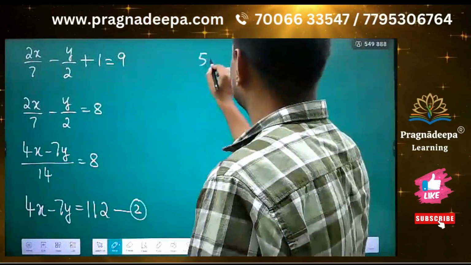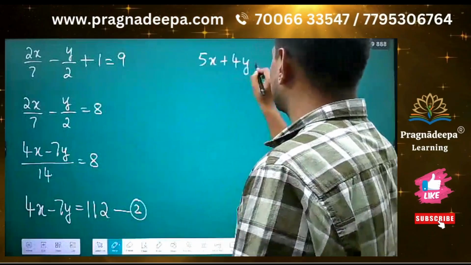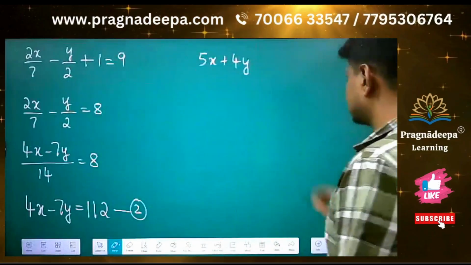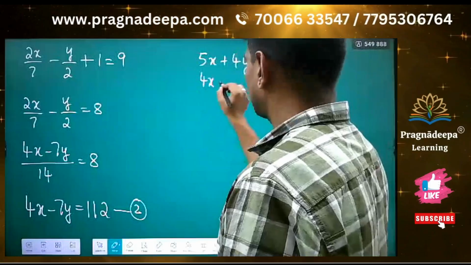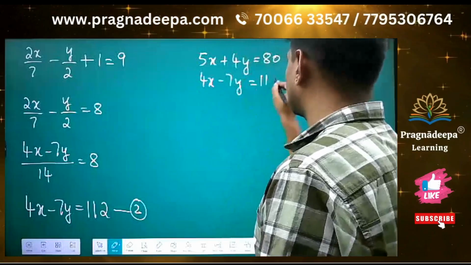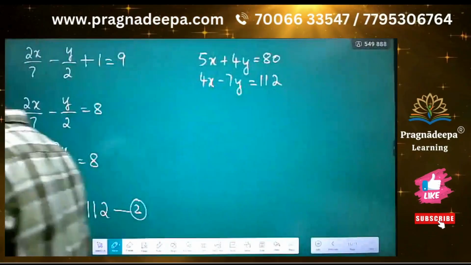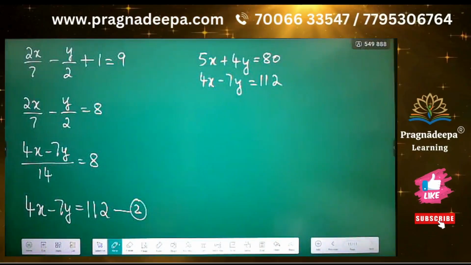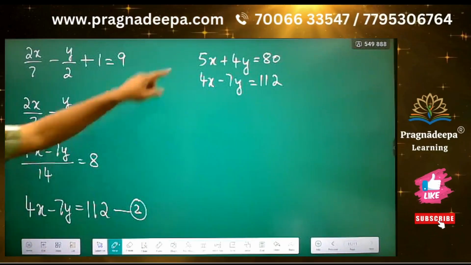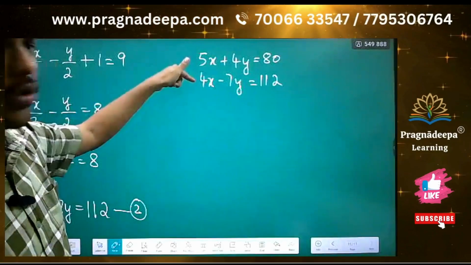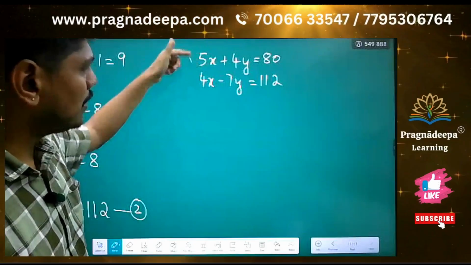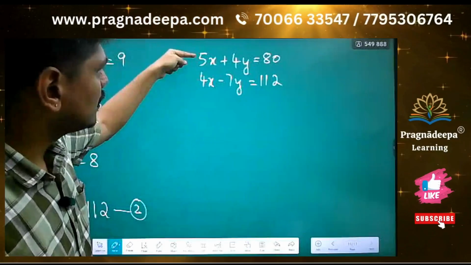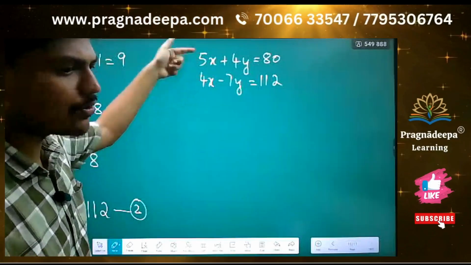Now what is equation 1? 5x plus 4y is equal to 80. What is the second equation? 4x minus 7y is equal to 112. Just observe these two equations. Suppose I want to eliminate x. To eliminate x, I have to make the x coefficients the same. Here there is 5, here there is 4. So I can multiply by a number so that the x coefficient here and the x coefficient here are the same.